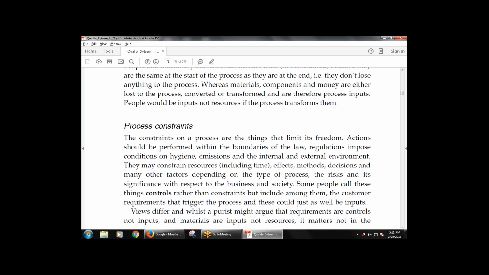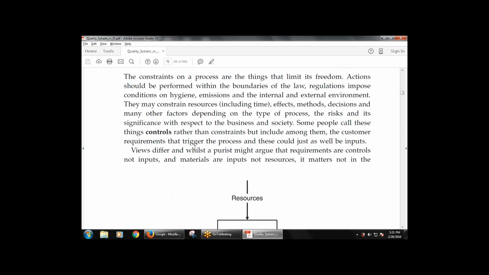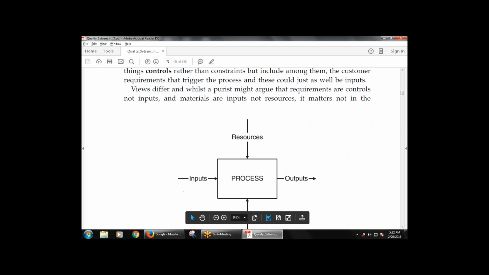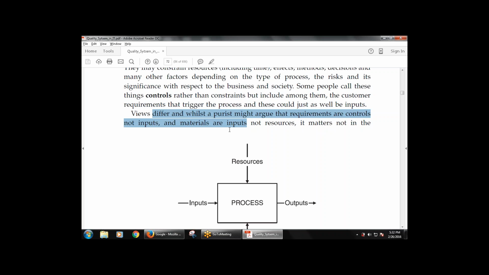And what are the various constraints? That comes under the process constraints. That means the things that limit its freedom. The action should be performed within the boundaries of the laws and regulations imposed on hygiene, emission, and the internal and external environment. They may constrain the resources, effects, methods, decisions, and many other factors. Requirements are controlled, not input.